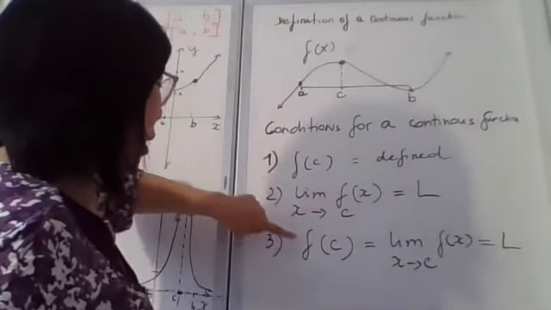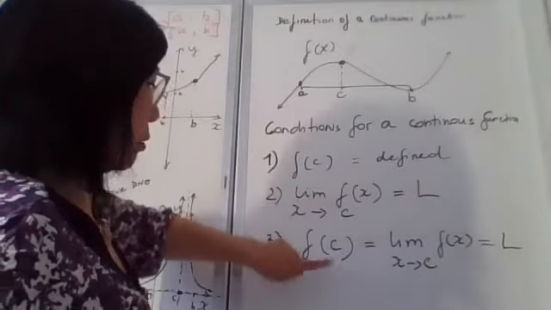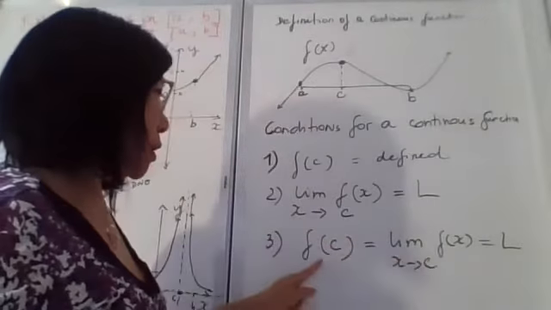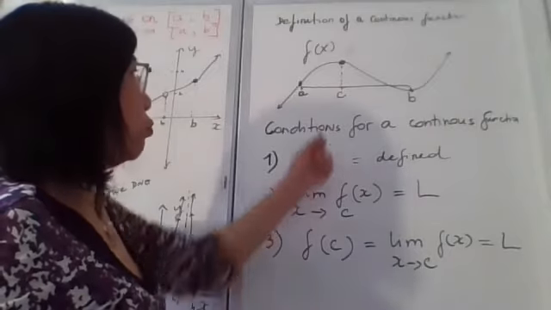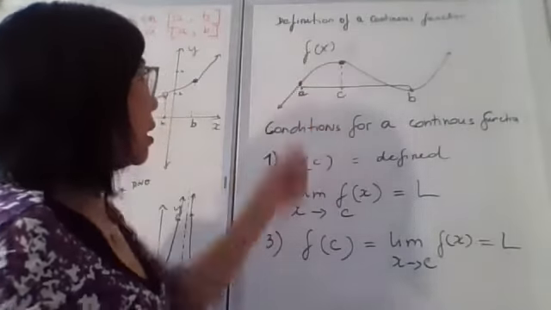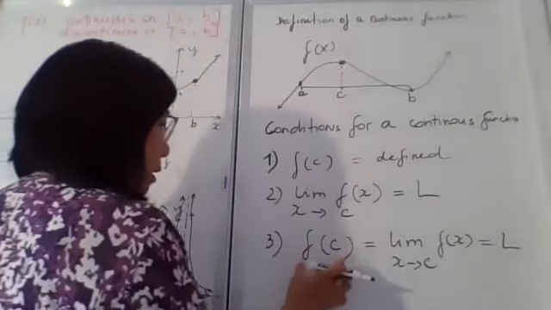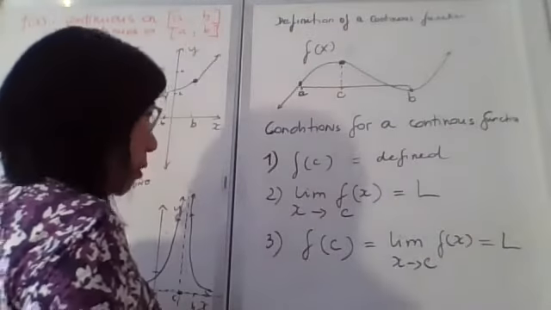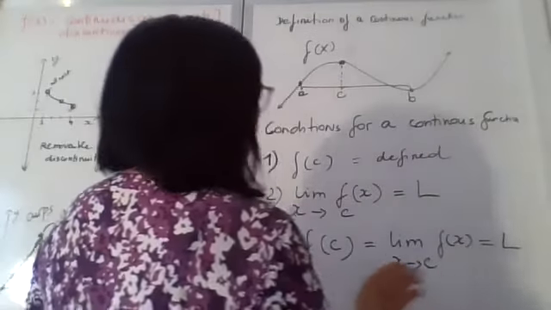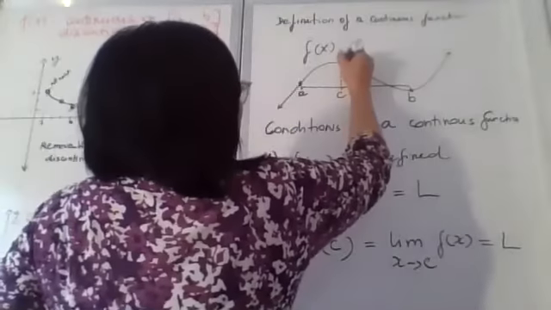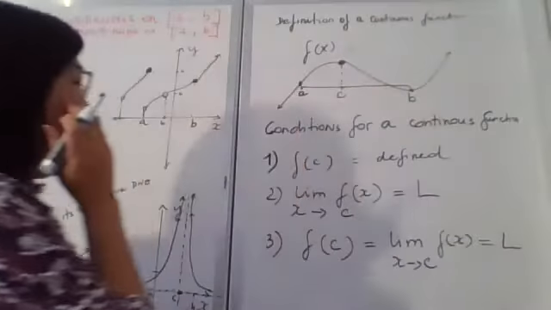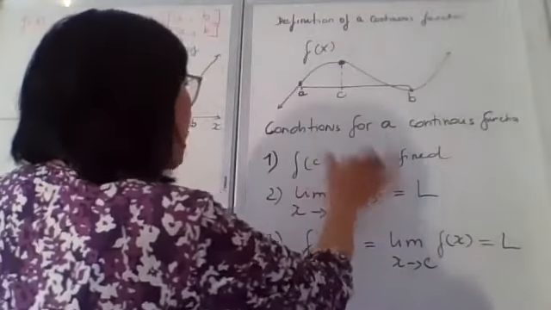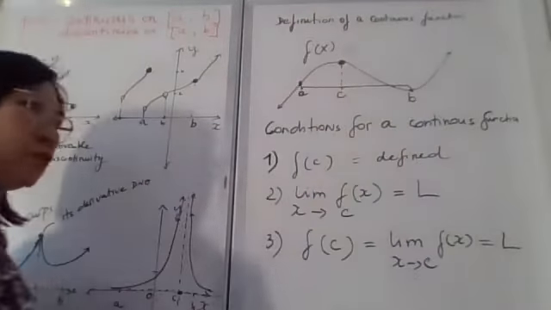Then when you evaluate f of c, this value has to equal the limit of it. When you substitute the value c in here, you find this value equals the limit of f of x when x approaches c. So if it satisfies three conditions like that, then you say, oh, this is a continuous function.